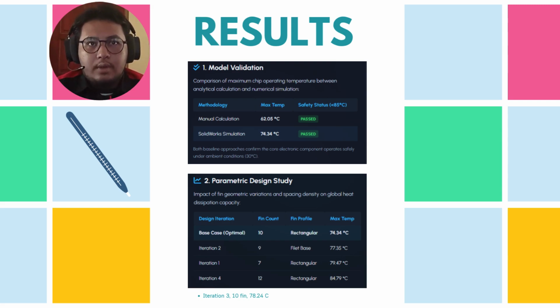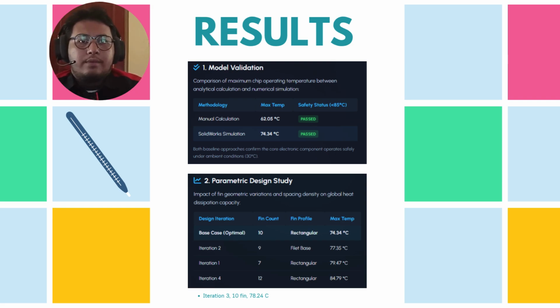To start the validation, we use the manual hand calculation, and the predicted result was 62.65 Celsius, while our SolidWorks simulation showed 74.34 Celsius. So both methods gave us a pass safety status, meaning that our baseline design is safe. So we move on to the parametric design studies.